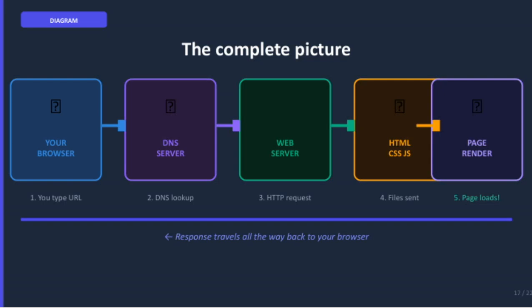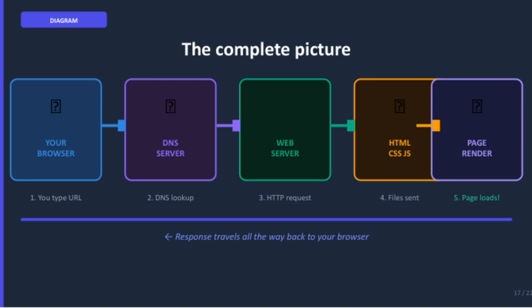All right, let's walk through the process that happens when you click a link or type a URL into your browser. It all starts with you entering the address, which is step 1. From there, your browser needs to find the right server, so it performs a DNS lookup to translate that URL into an IP address. Once it has the IP, it sends an HTTP request to the web server, asking for the web page.